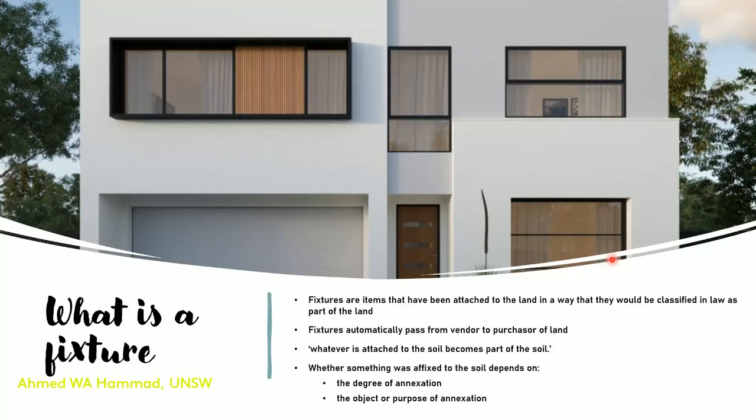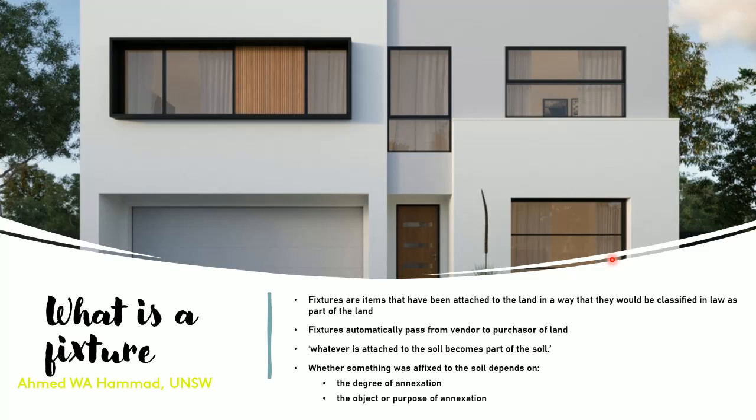What is a fixture? Fixtures are defined as items that have been attached to the land in such a way that would classify them in the law as being part of the land. So they become part of the land. And because they become part of the land, they automatically pass from the vendor to the purchaser of the land. There's this very common Latin phrase, and translated into English, it says that whatever is attached to the soil becomes part of the soil.